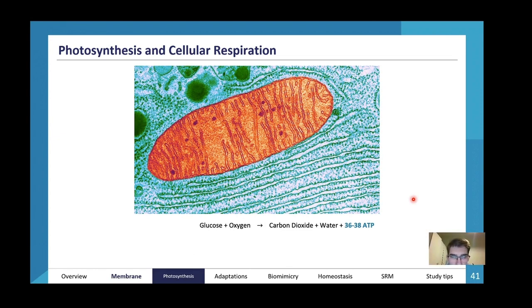Now, cellular respiration occurs in the mitochondria, where essentially glucose is broken down in the presence of oxygen to form carbon dioxide and water, which is around 36 to 38 ATP. Now, we call this an exothermic reaction. Photosynthesis was an endothermic reaction, but we call this an exothermic reaction because energy is released into the environment.